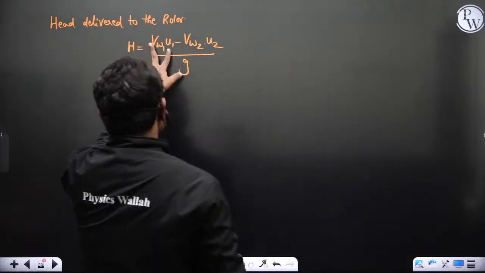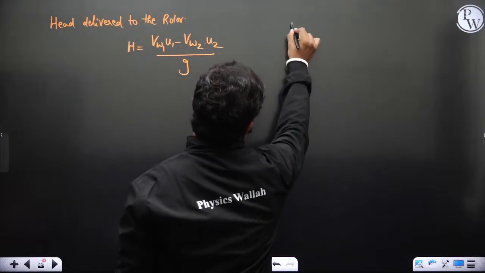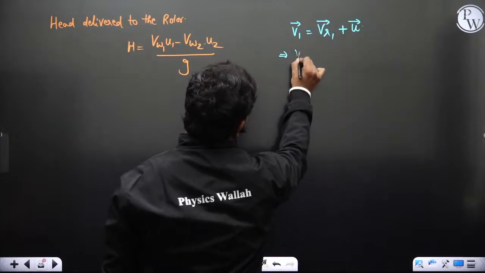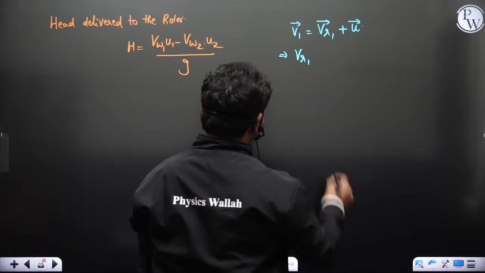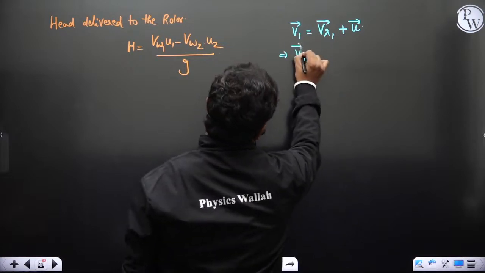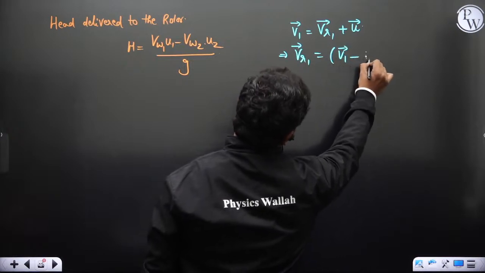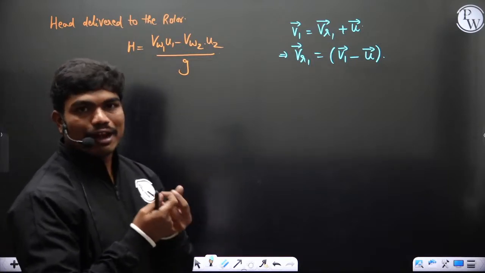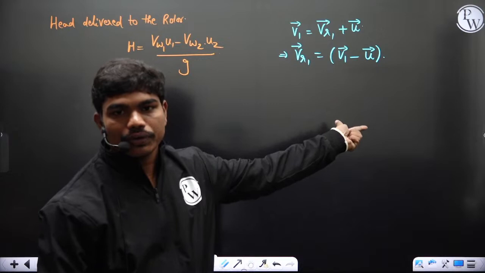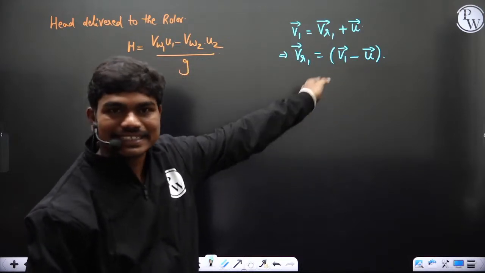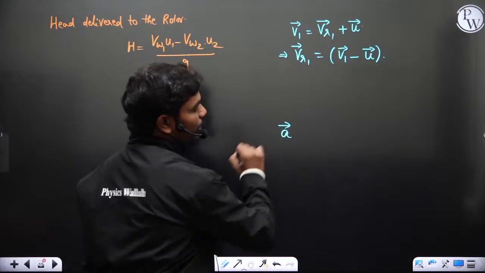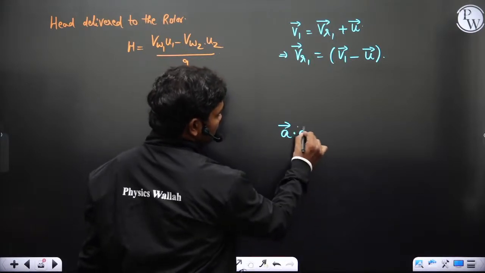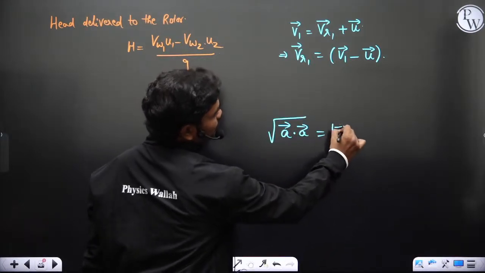See here, for getting this product VW1 U1, you know V1 is equal to VR1 plus U. So VR1 is equal to V1 minus U, because V1 you can measure directly, U also you can measure directly. Now try to understand one thing. If you want to calculate the magnitude of any of these vectors, you do the dot product of the vector with the same vector and take a square root. For example, let us say there is a vector A bar. If I want to know the magnitude of this vector, normally I do a dot product with the same vector and then take a square root. This will give me the magnitude of this vector.